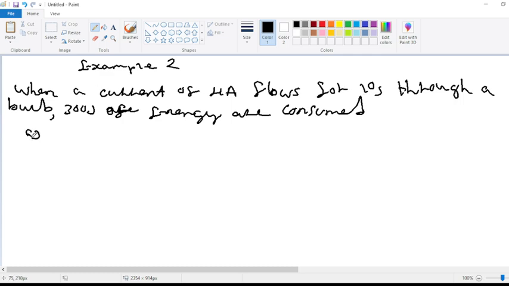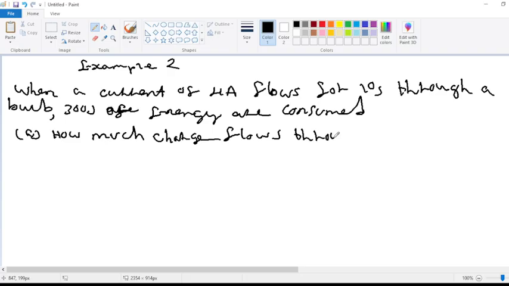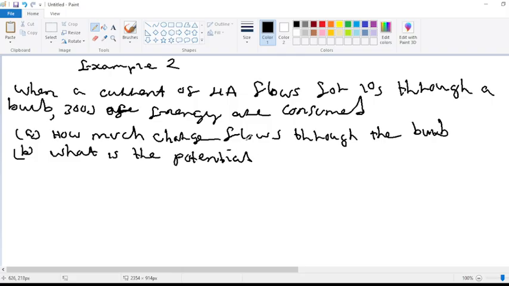So now the first question is, how much charge flows through the bulb? Then the second question is, what is the potential difference across the bulb?